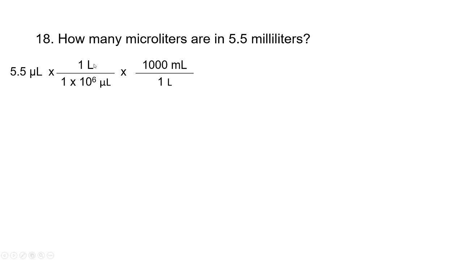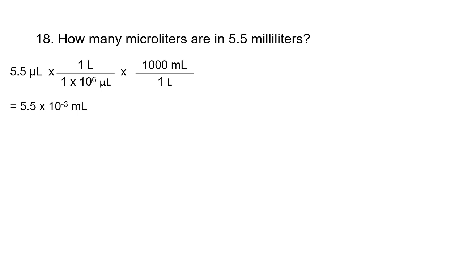Now, of course, I did the reverse of this, so your answer is going to be different. I'm going to take 5.5 microliters. I'm going to divide it by 1 million microliters, because there's 1 million microliters in 1 liter. And then for every 1 liter, there's 1,000 milliliters. So if you do that math, you should get 5.5 times 10 to the negative third.